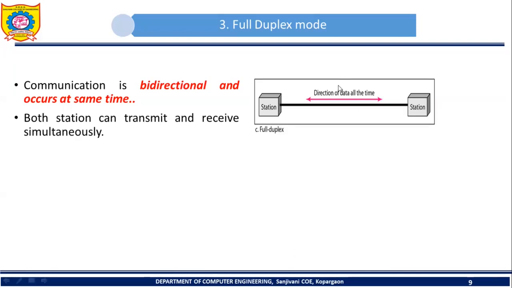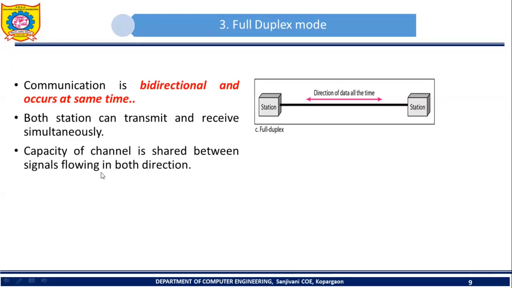Let's see this diagram, which explains how full duplex mode works. Data can flow from station 1 to station 2 as well as from station 2 to station 1, and this data communication can occur in both directions simultaneously. When station 1 is transmitting data, at the same time it can also receive data. In full duplex mode, the capacity of the channel is shared between signals flowing in both directions. The capacity of this channel will be shared between the signal flowing from station 1 to station 2 and the signal flowing from station 2 to station 1.